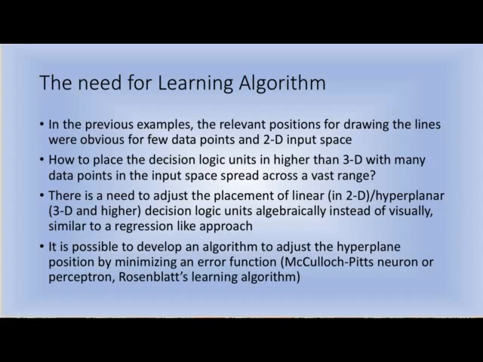And that requires a learning algorithm, and that learning algorithm was first developed by McCulloch-Pitts under the leadership of Rosenblatt in the US Naval Research Academy in 1948. In the next series of videos, we'll learn about these learning algorithms leading to the backpropagation algorithm.